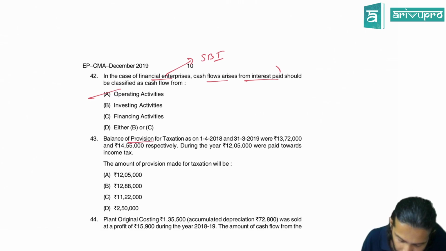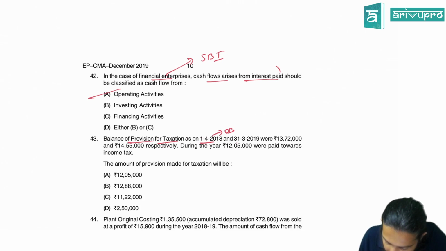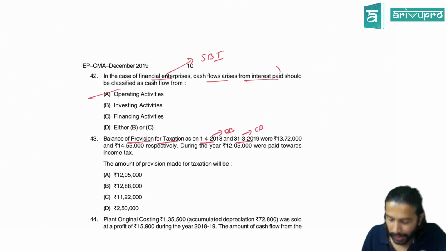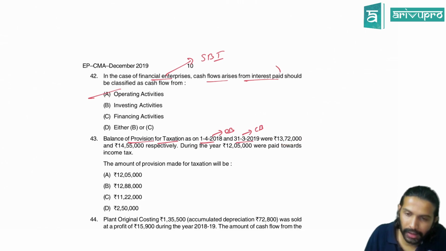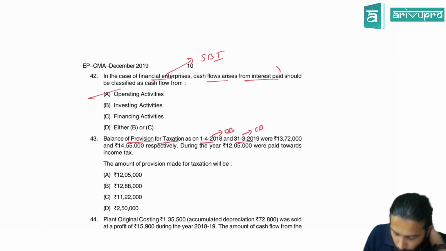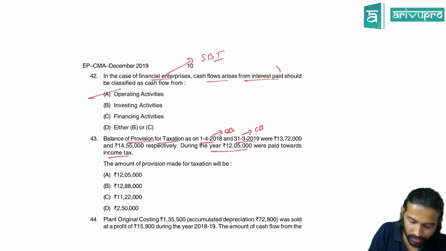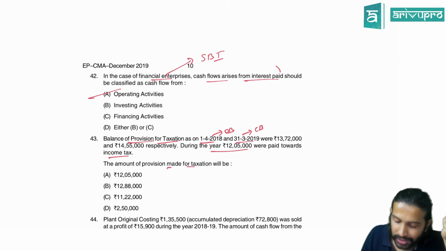Next. Balance in provision for taxation was on 1st April 2018, meaning the opening balance they have given, and on 31st March 2019, meaning the closing balance. Opening balance was 13,72,000. Closing balance is 14,55,000. During the year, 12 lakh 5,000 was paid towards income tax. Amount of provision made for taxation is how much?